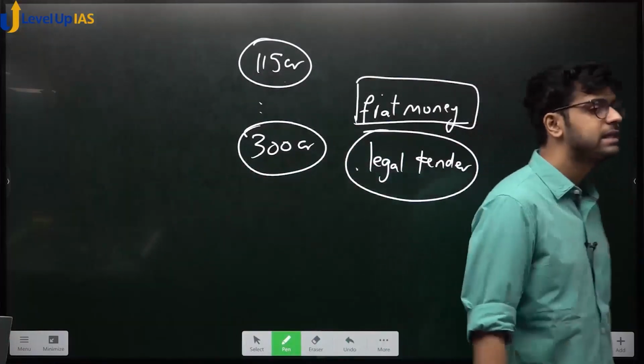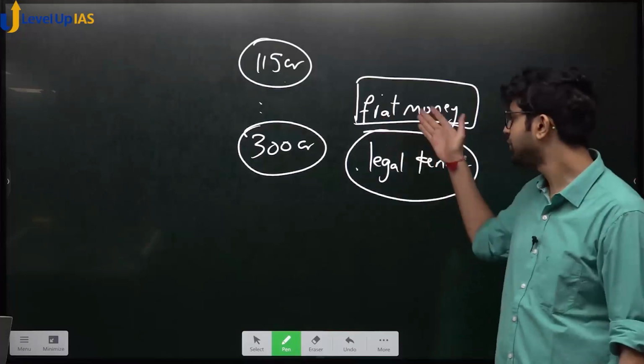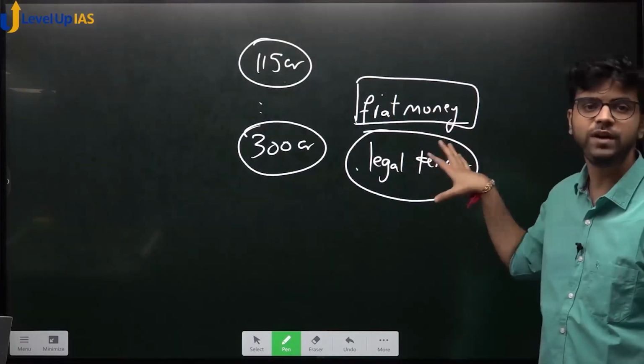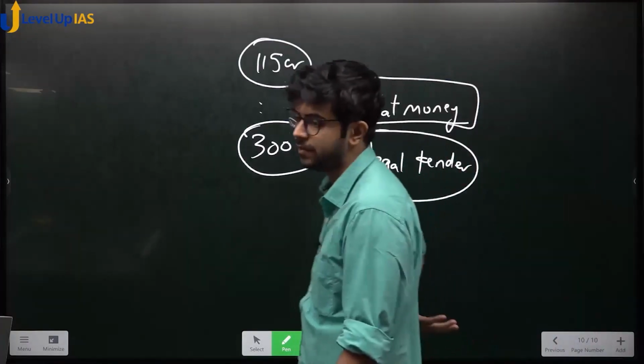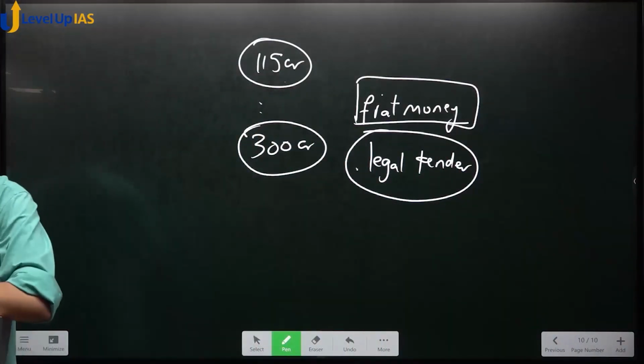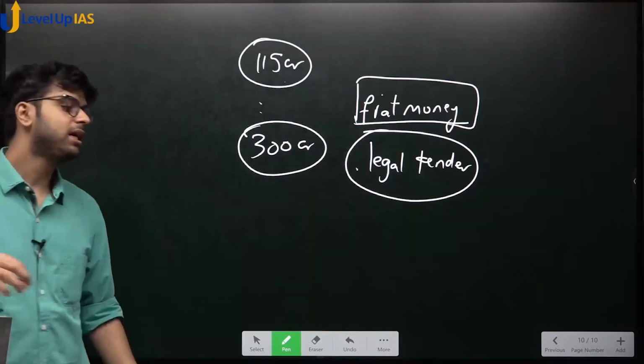Now, is there any difference between the two? Yes, there are different kinds of these things, different kinds of money. So, is all fiat money legal tender money? Think and tell me.